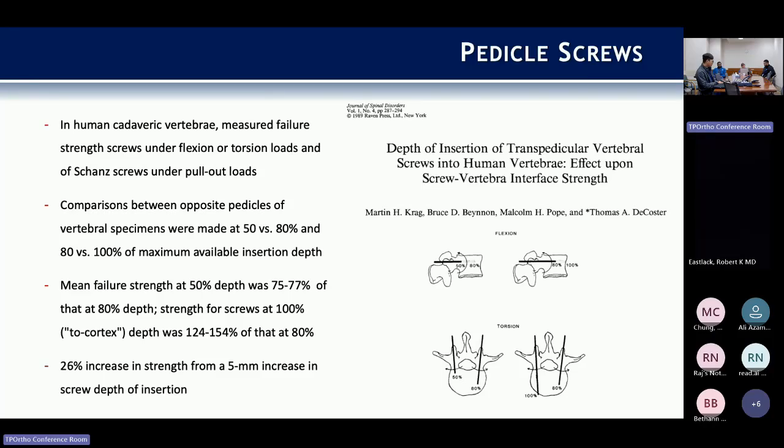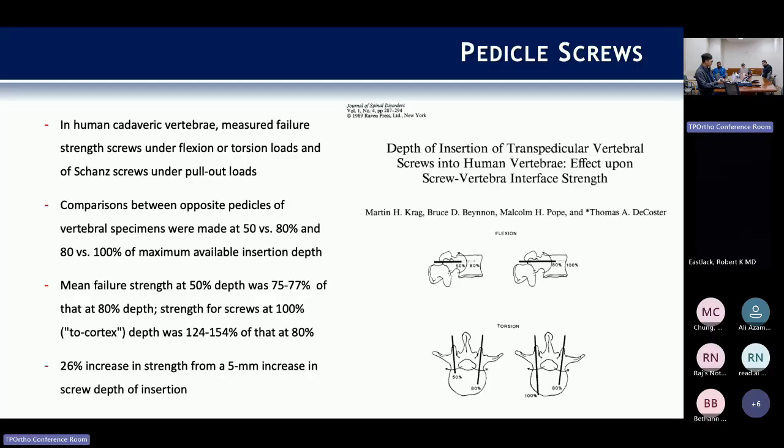This is a cadaveric study that looked at screw depth and how it affected pull-out strength of these screws. They used Chance screws at depths of 50, 80, and 100% of the pedicle length. And results confirmed what many of us would intuitively believe, that deeper screws provide stronger fixation.